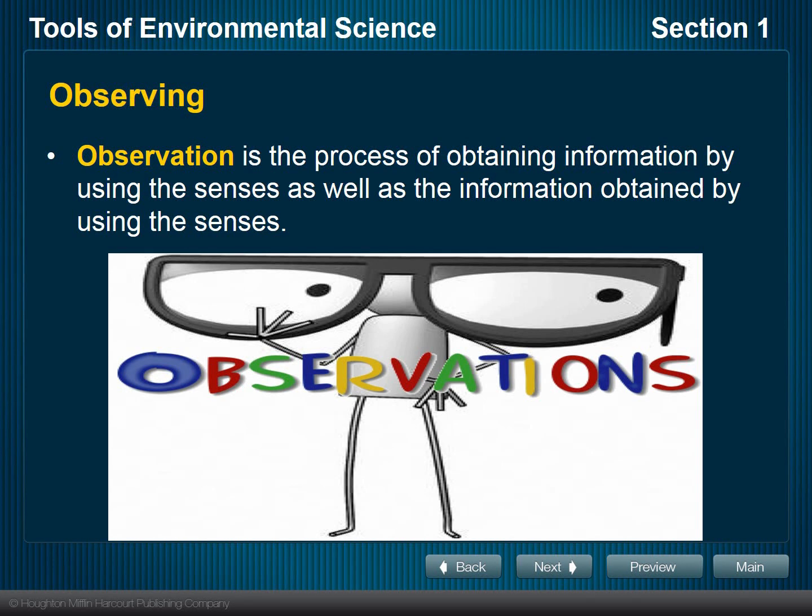Observation is the process of obtaining information by using the senses. Observing is the first step of the experimental method. Observations can take many forms, including descriptions, drawings, photographs, and measurements. In this course, you will be taking all of these types of observations.